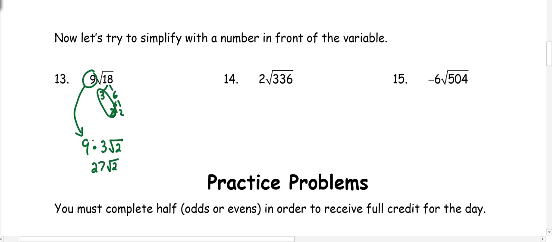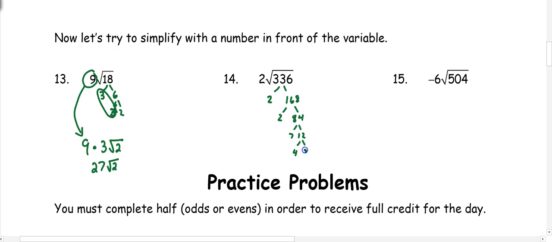Number 14, we have 2 root 336. So I'm going to break 336 into 2 and 168. I'm going to break 168 into 2 and 84. Now 84 is an easier number to use. So if I know a number that it multiplies with, I know 7 times 12 gets us 84. If not, remember you can keep dividing by 2.